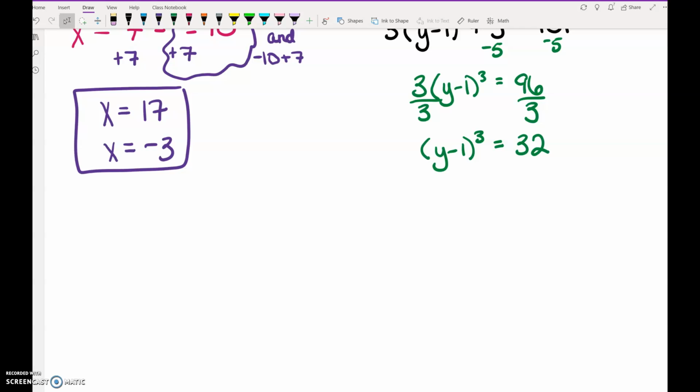Okay, now what? Cube root. So we have y minus 1 equals, look in our thirds column, and 32 is not on our perfects chart. That means the cube root of 32 can be done. It's just not going to be a nice, pretty whole number. We need to use our calculator to find it.